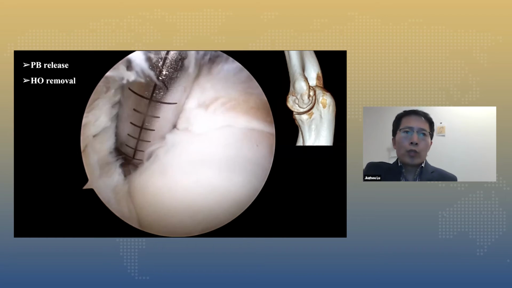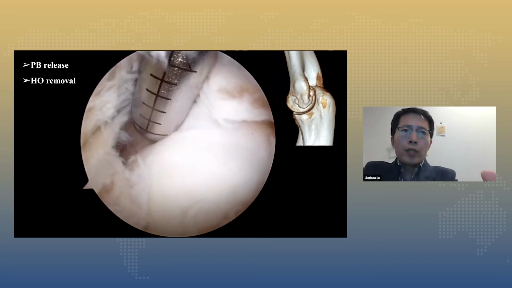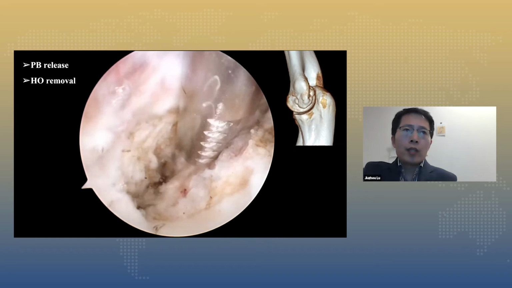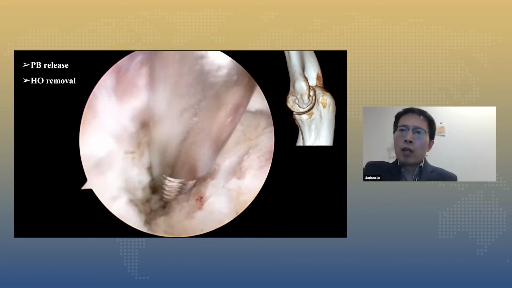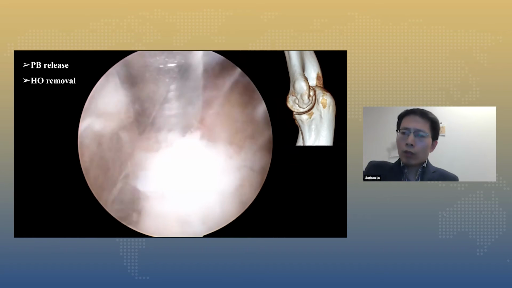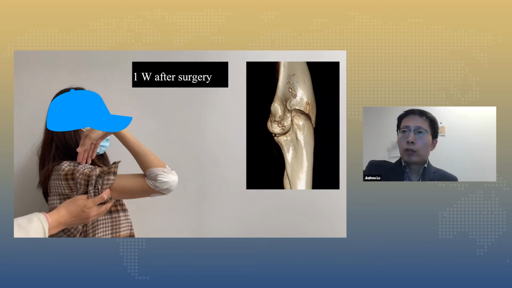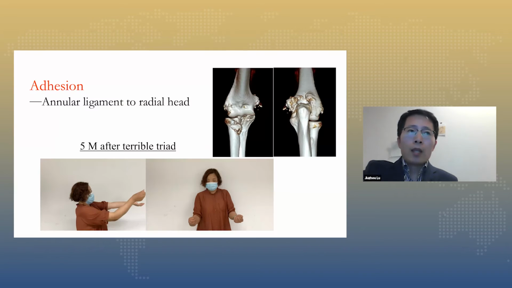We did an arthroscopic release. This is the posterior medial aspect of the elbow joint. I released the posterior capsule and the MCL as well as the HO. And this is 1 week after the surgery, and we can see the HO is already cleaned up. In my practice, adhesion between the annular ligament and the radial head is more common than collateral ligament to epicondyle.